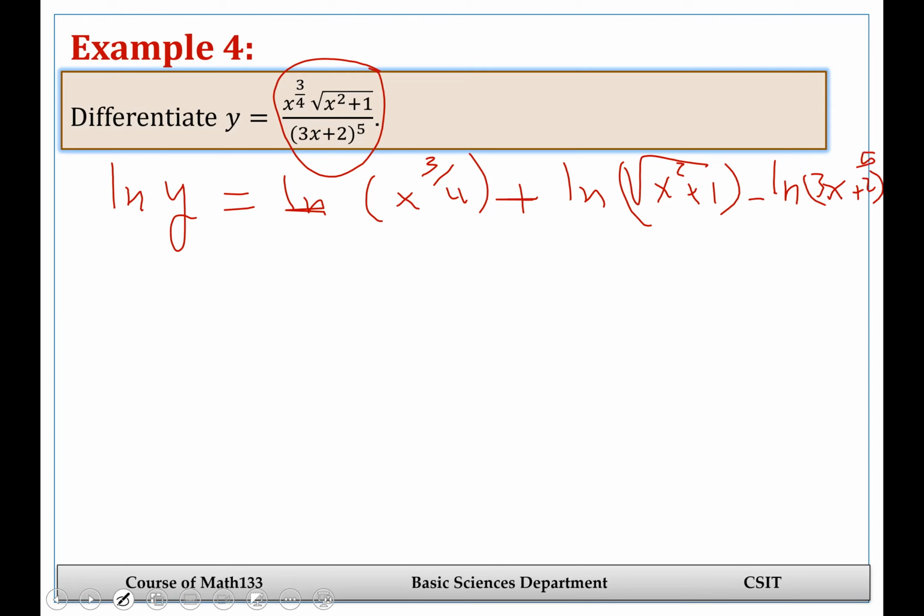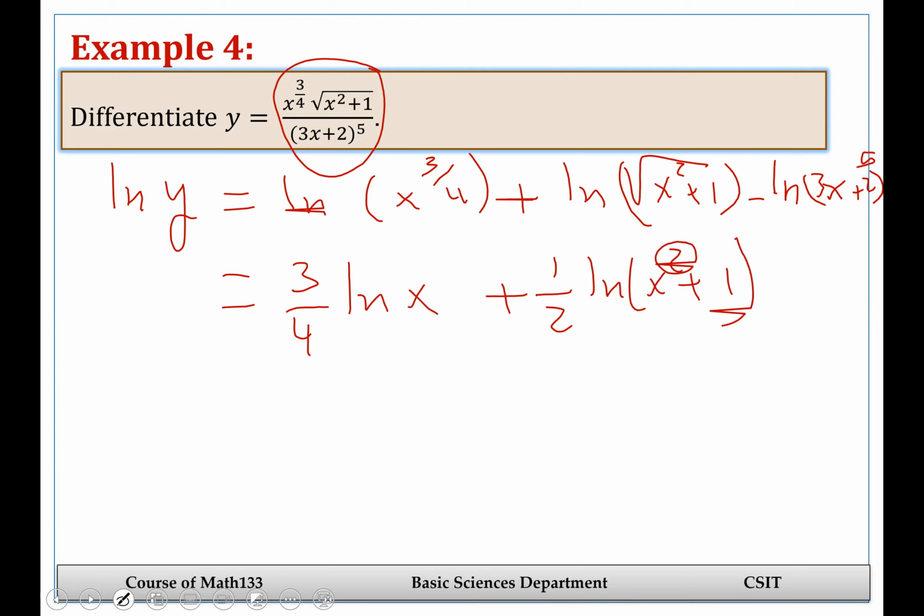And you know that the power in the ln will be in front of the ln. So this is 3 over 4 ln x. This is also 1 over 2 ln of (x squared plus 1). By the way, we cannot get rid of this power since it is not on the whole thing. So we leave it like that. And finally, minus 5 ln of (3x plus 2).